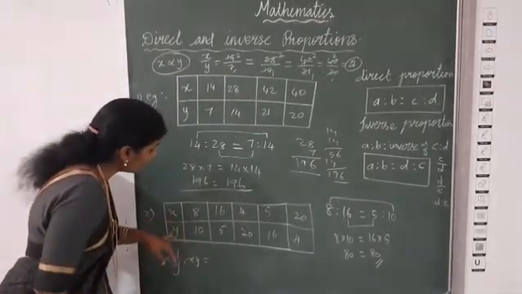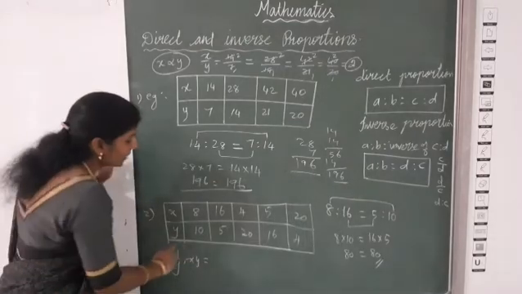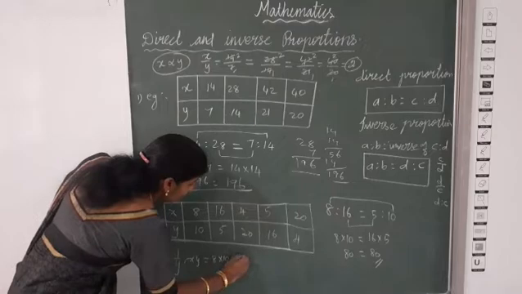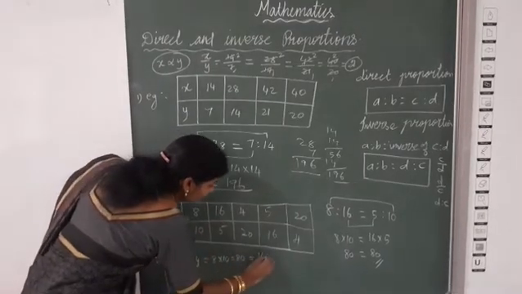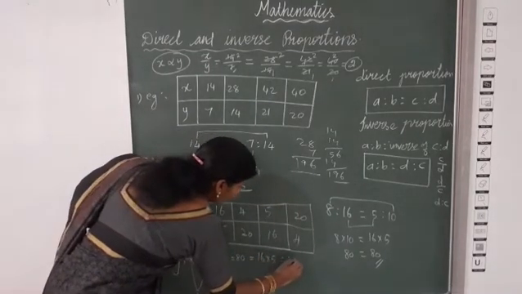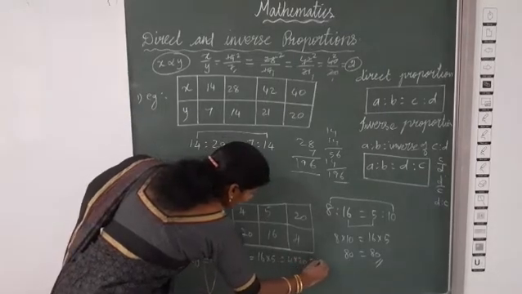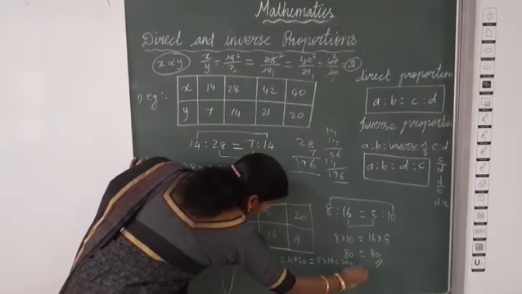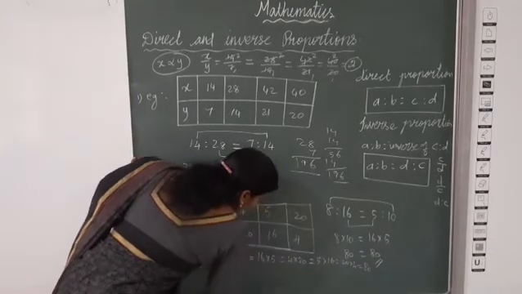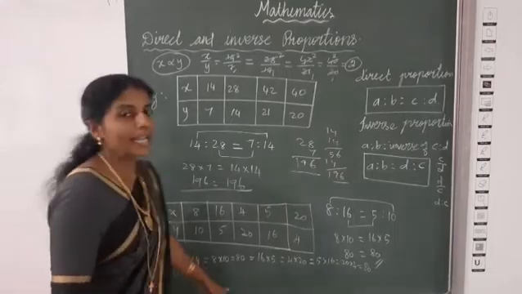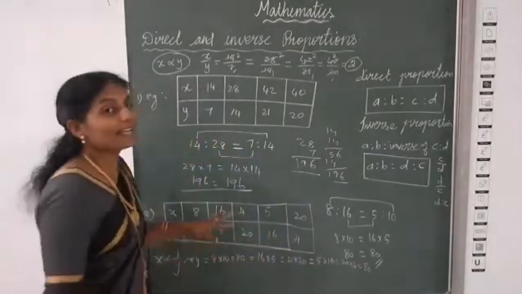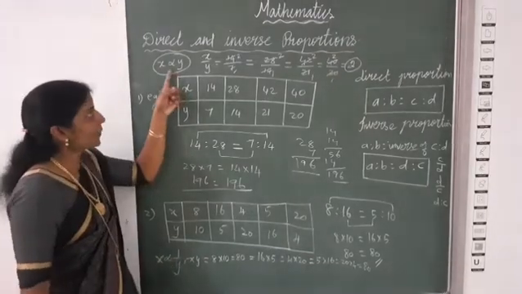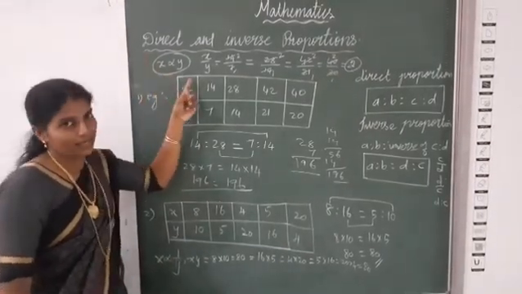Now we can multiply x y. Okay, x y means 8 into 10 equal to 80. Then 16 into 5, 80. 4 into 20, 80. Then 5 into 16, 80. Then 20 into 4 equal to 80. Isn't it? So this product is all equal. So we can say this is inverse proportion. Inverse proportion means x proportional to 1 by y. Direct proportion means x proportional to y.